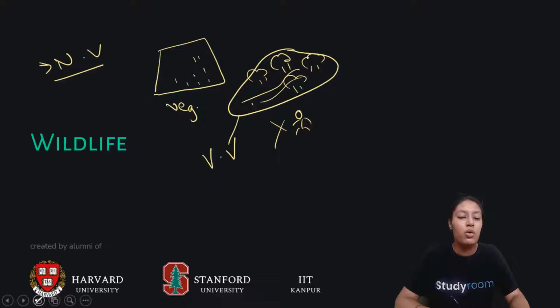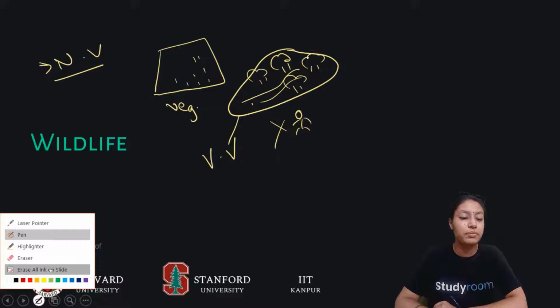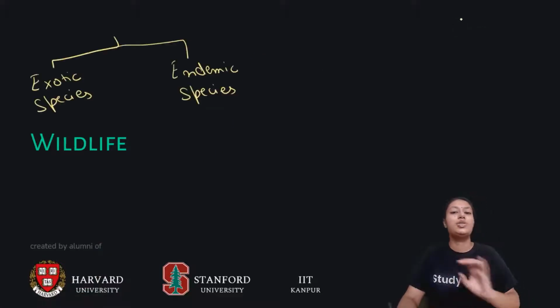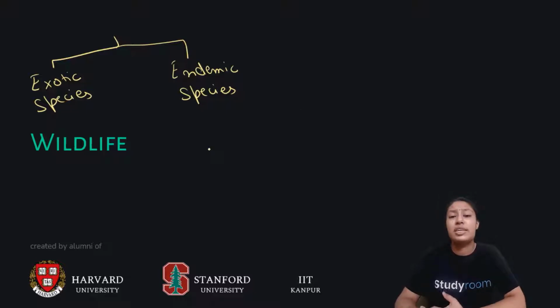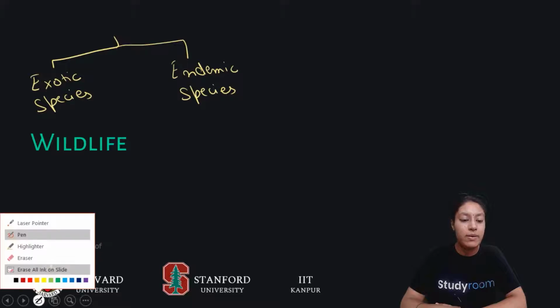Now there are two terms that we also need to understand here: exotic species and endemic species. Exotic species are simply those that we bring from outside India and grow here. Endemic species are all the species that grow in India and are basically Indian species, so we call them endemic species.